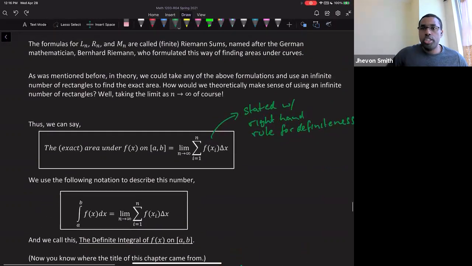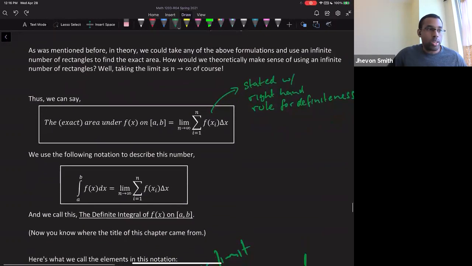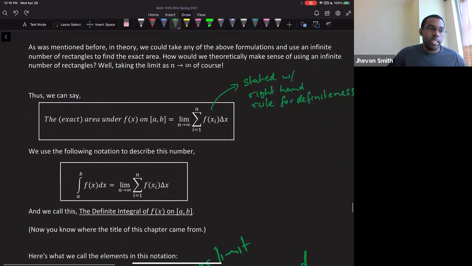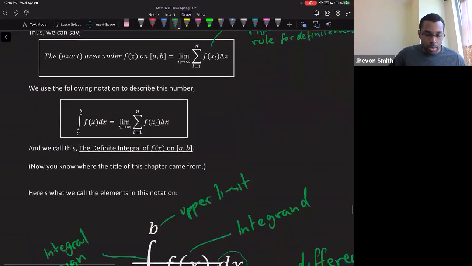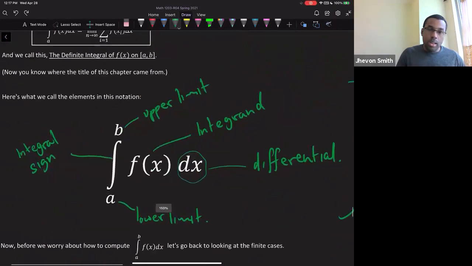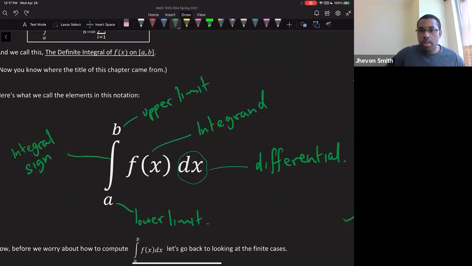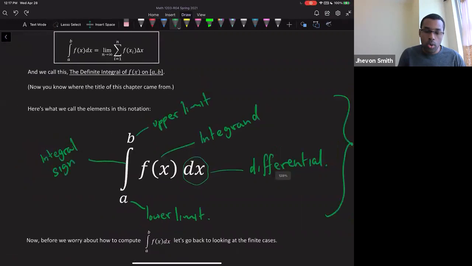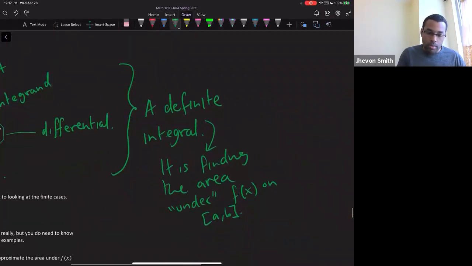Now I'm going to show you how to find that by shortcuts soon. But today we're actually going to do the basic finite approximations. Just want to give you some notes on what we call stuff. The S is called the integral sign, the b is the upper limit, the a is the lower limit. The function in this case is called the integrand, and the dx is called the differential. This tells you that I'm slicing up the x-axis, so I'm just identifying who my independent variable is. So this is the definite integral, and the point of it is finding the area under a curve.